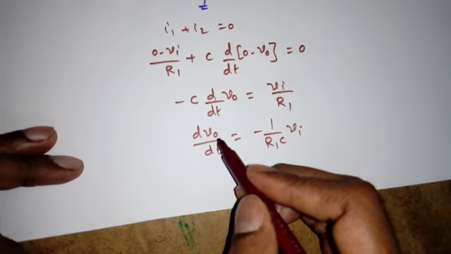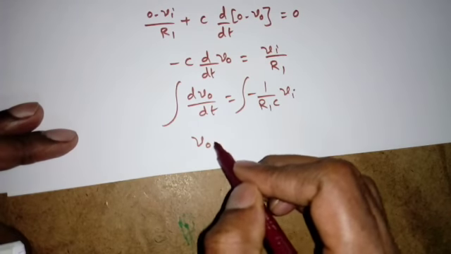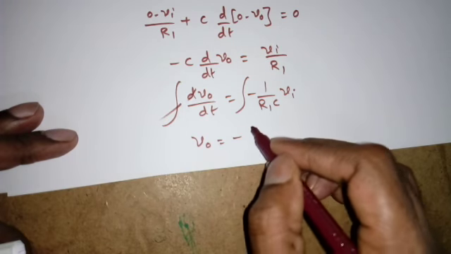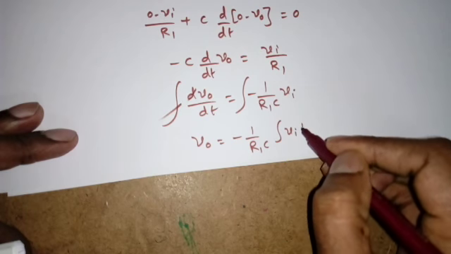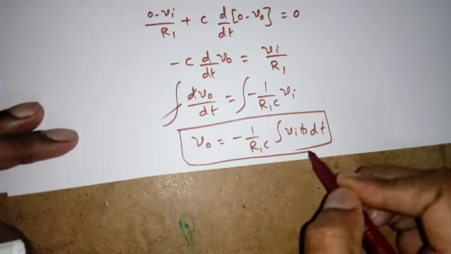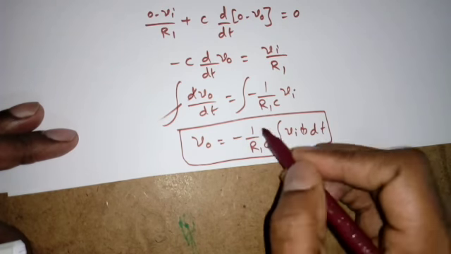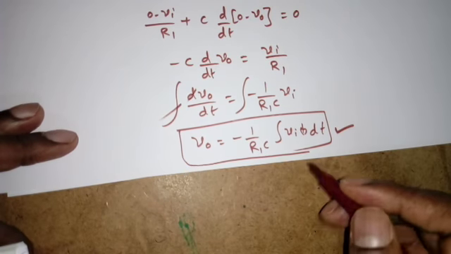Now I need V0. So what we need to do? Integrate both sides. So what we will get? V0 is equal to, so anyway this 2 will be cancelled. So V0 is equal to minus 1 by R1 into C integration of Vi of t dt. So what is this? The output voltage is the integration of the input voltage with some constant, right? So that's why it is called an integrator.